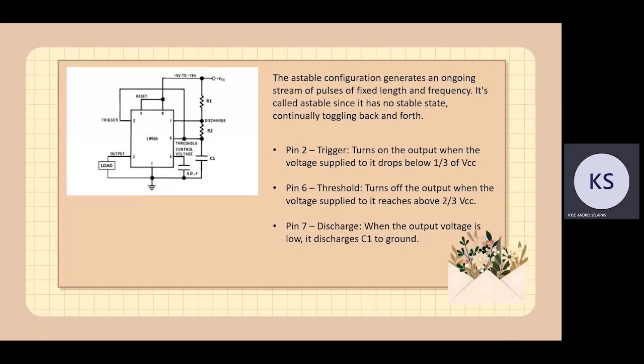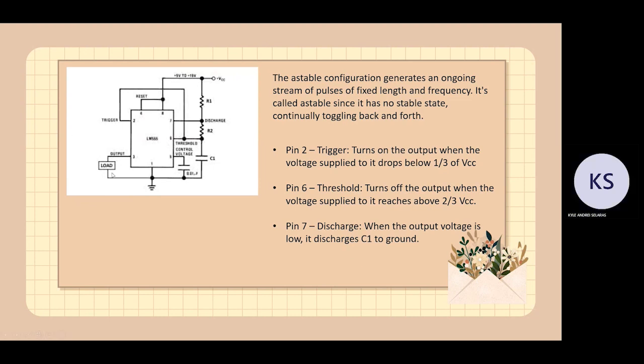The astable configuration generates an ongoing stream of pulses of fixed length and frequency. It's called astable since it has no stable state, continually toggling back and forth, meaning our LED is blinking. Like for example, our radio towers. When you look at radio towers, we see a blinking light on top, so aircraft can see the tower when they are passing by in order to avoid any accidents.